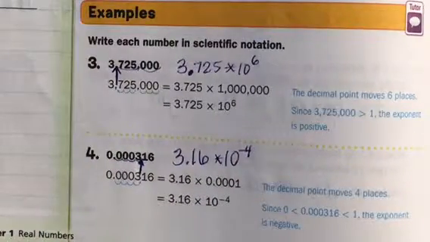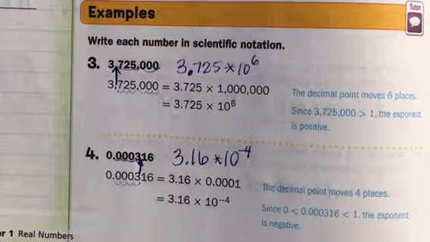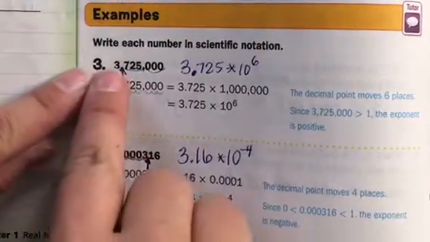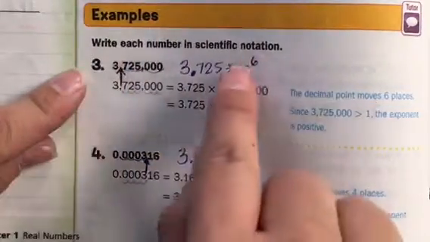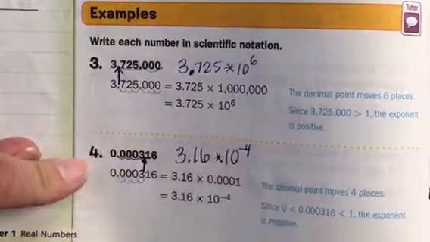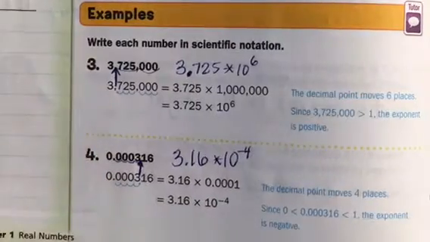So how are we going to remember this? Hector, how are you going to remember it? This is a big number. Yep, so that's a good idea. So you're seeing this is a big number, and so the exponent has to be positive. This is a small number, so the exponent has to be negative. Is that a pretty good rule for you guys? Can you remember that? Let's try that out.